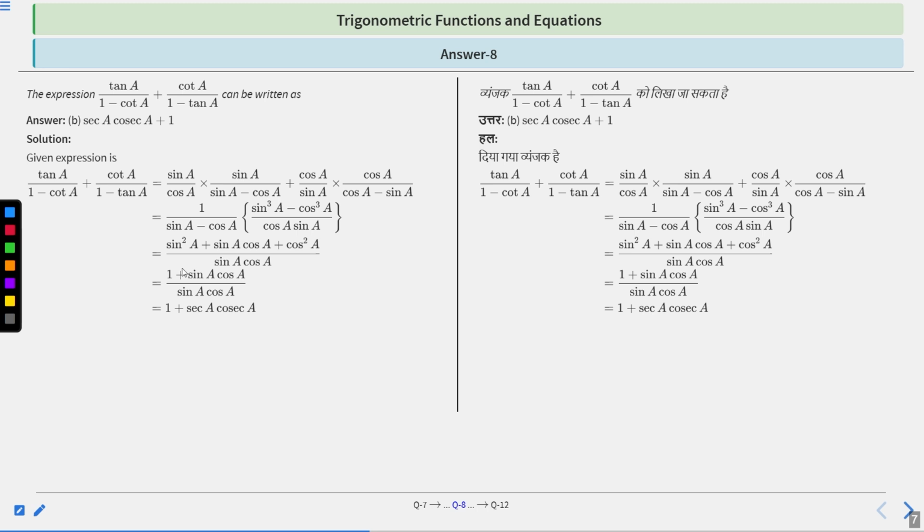After separating this, you will get 1 upon sin A cos A, which is equal to sec A cosec A, plus sin A cos A upon sin A cos A, which is equal to 1. Therefore, the answer will be 1 plus sec A cosec A. Option B is the right choice. Sec A cosec A plus 1. Got it? Option B is the right choice.